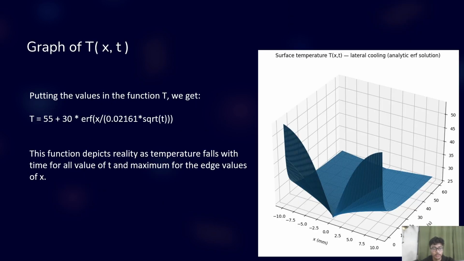The final graph we have obtained is depicted in this slide. Using the derived solution, we plugged the values into the formula and derived this graph. This graph shows a pretty realistic demonstration of what would happen. As you can see, with time the temperature goes down irrespective of the value of x, and initially the temperature is maximum for the extreme values of x.